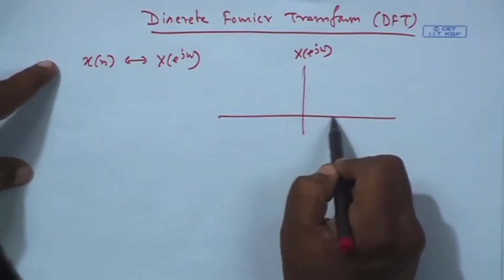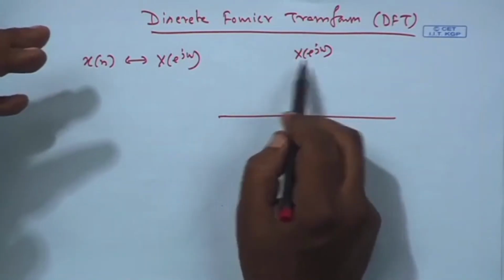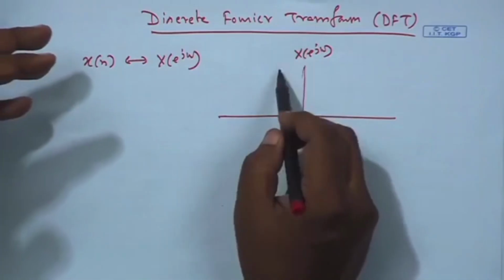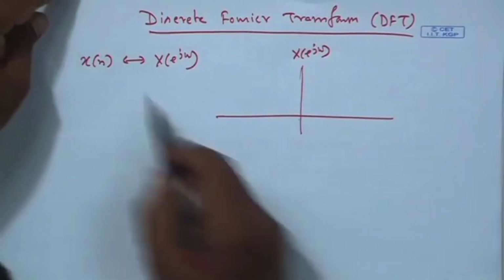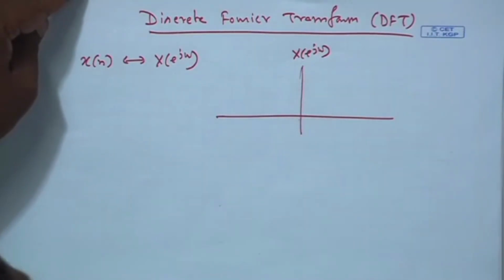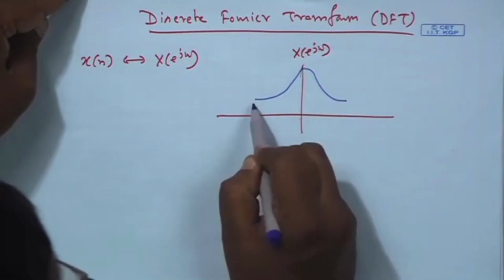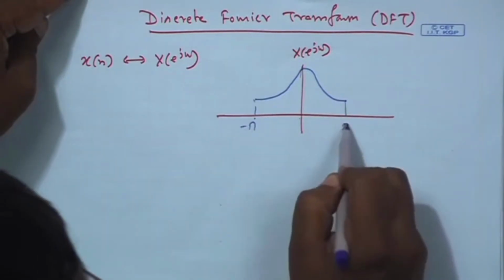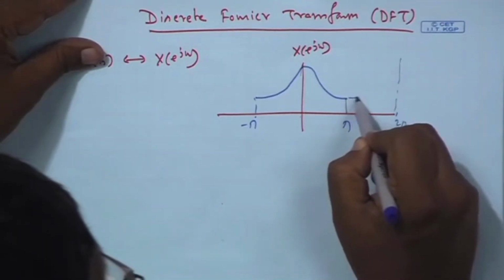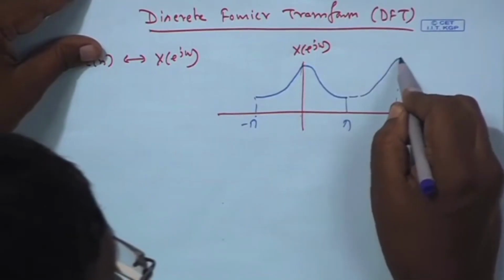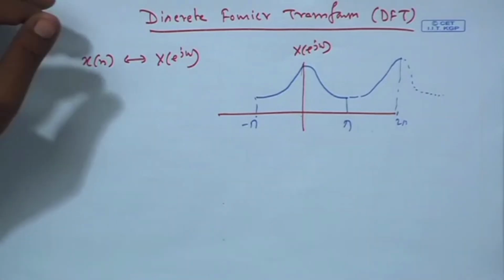The whole logic will be the same if you make separate plots, one the magnitude |X(e^jω)| versus omega, and the other the angle of this versus omega. The same logic will hold good. Now, I know it will be a periodic function. It might be like this, from minus π to π. If you go to 2π, the same thing will continue here, like this, and again here.